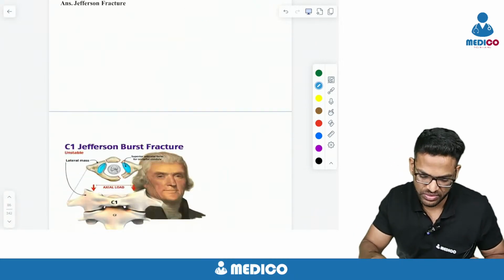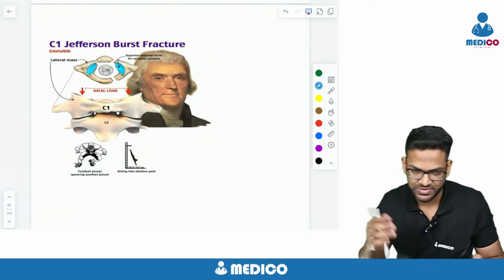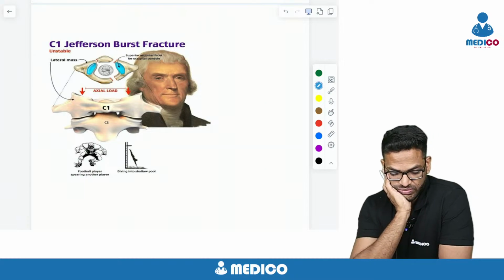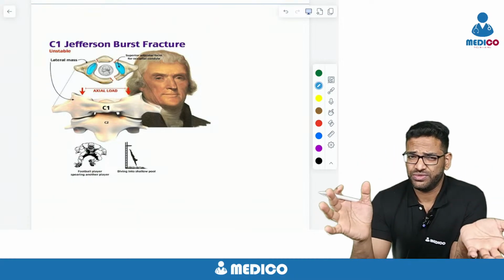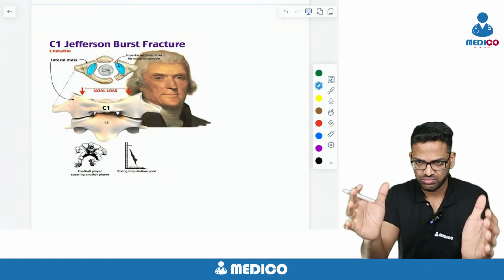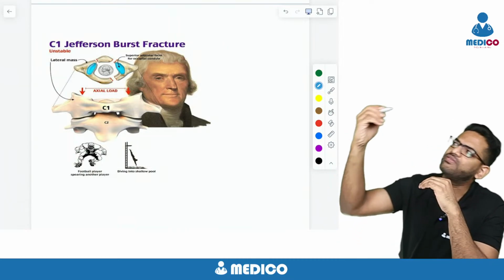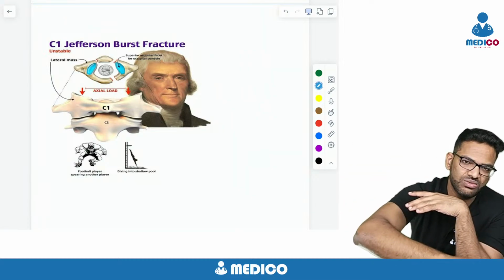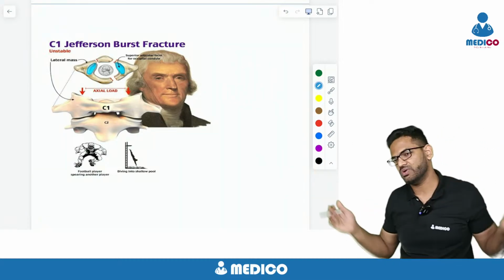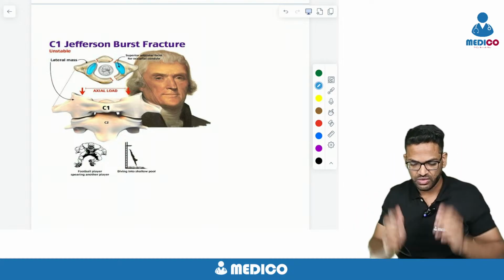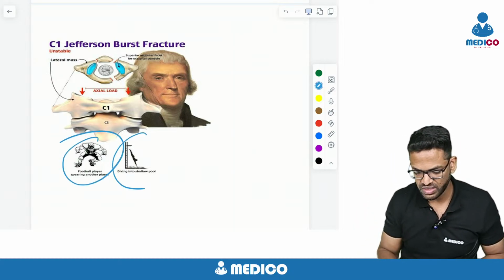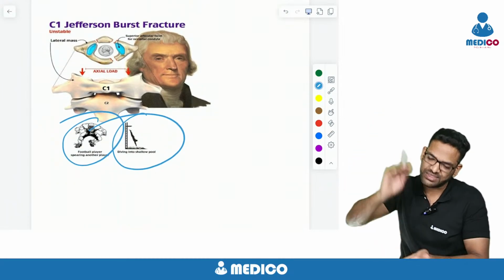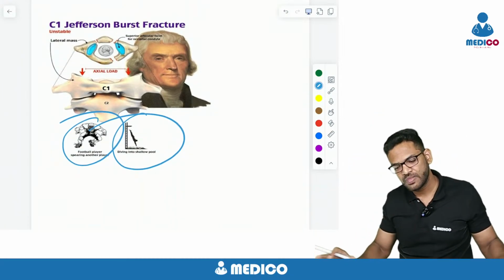What we're talking about is C1. So this is Jefferson, I think he's a previous president of America. The most important thing is the mechanism of injury. You go head on and collide. You try to dive from a distance and you misjudge the shallowness of the depth of the ocean or whatever, and you go head right on. Also rugby players, or diving into a shallow pool. That's when the axial load compresses and breaks C1.